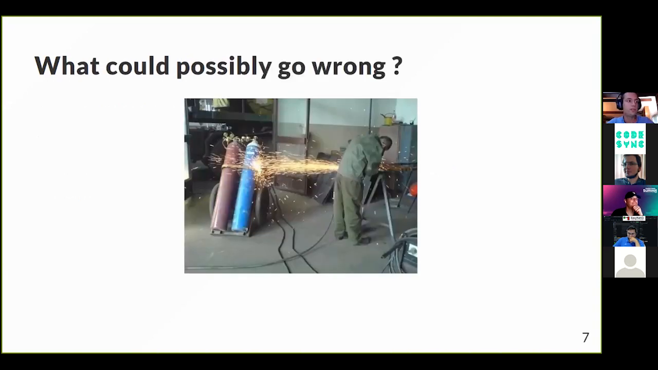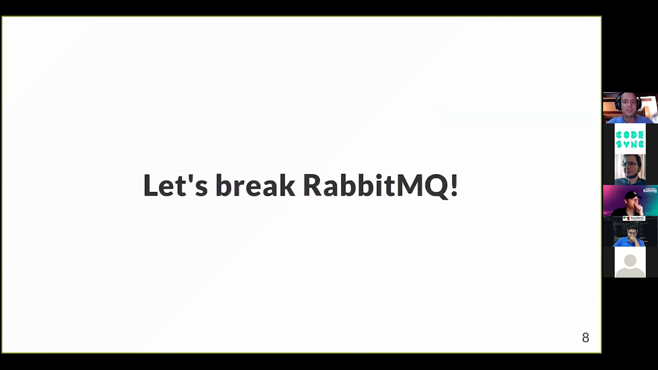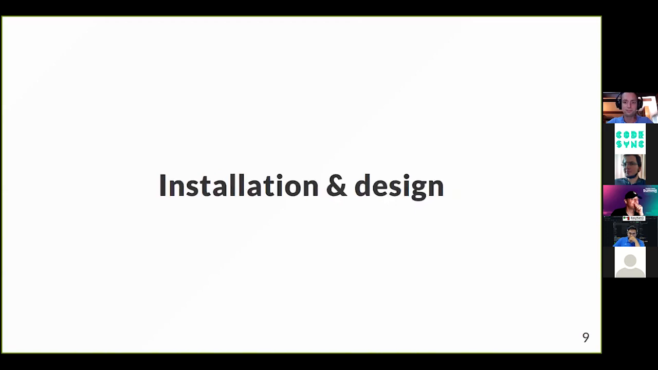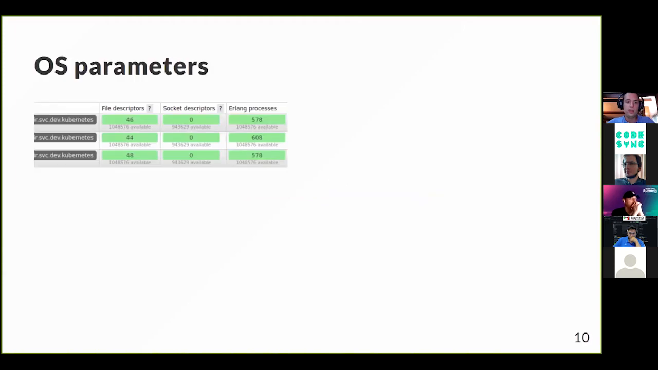So starting again from scratch with no experience of microservices, no experience of message brokers, what could go wrong? And a lot has gone wrong. So let's break RabbitMQ. The first issues we encountered were really basic issues, mostly installation and design issues. In fact, the first thing you have to check when you are installing RabbitMQ, and also a lot of other software, is the OS parameters that you are going to configure.